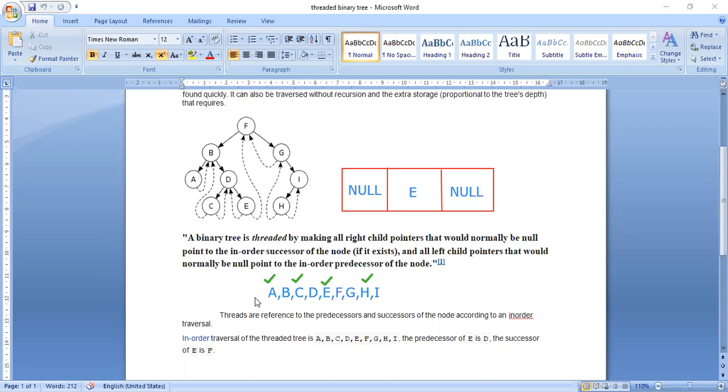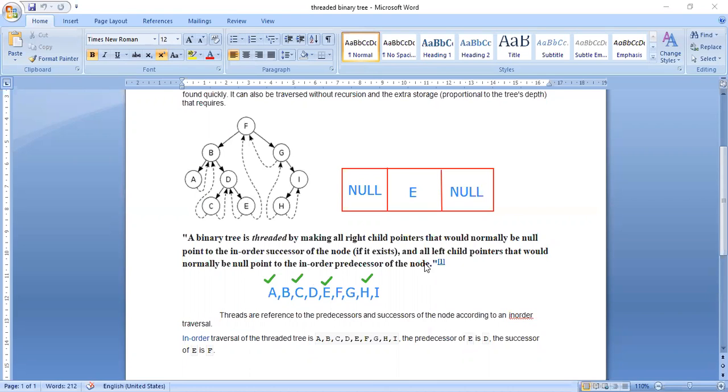In the left address pointer, what will I keep? The address of the predecessor node. In the right address pointer, what will I keep? The address of the successor node. So that's the thing. Now we will see the example.